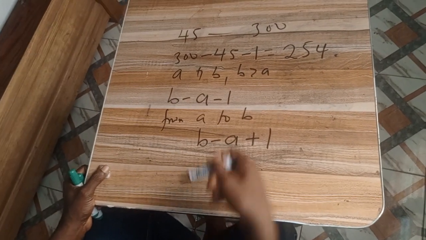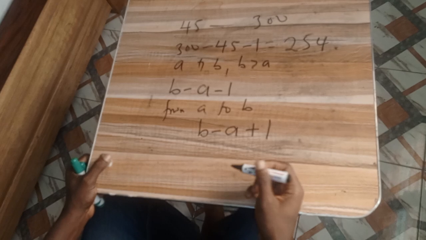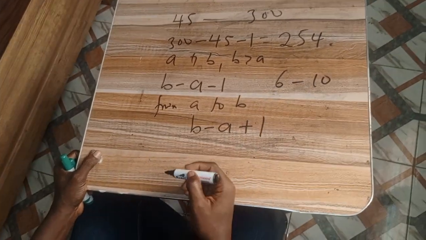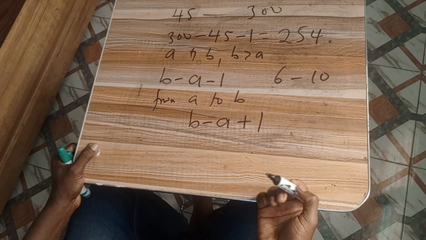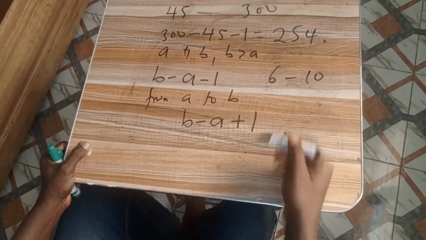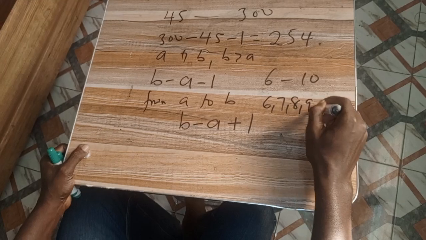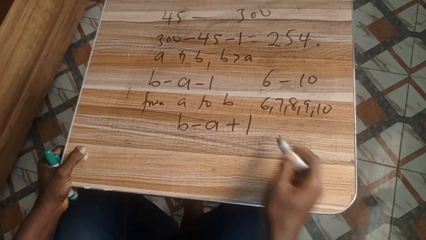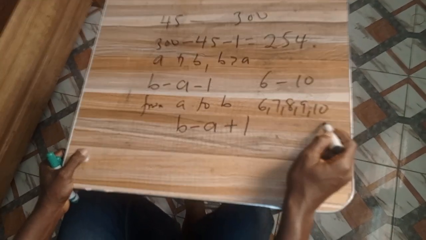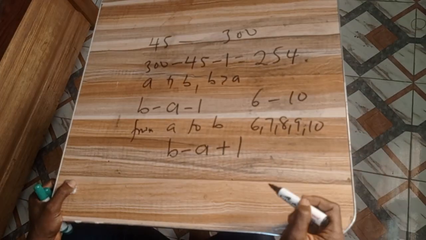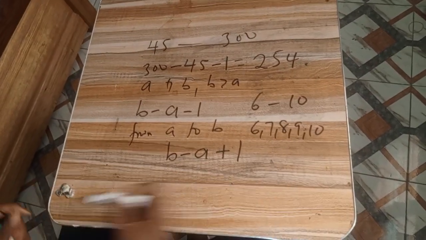So if we want to know, for instance, the number of integers from 6 to 10, if we subtract, we are going to get 4. But we can count. If we count, we have 6, 7, 8, 9, 10. How many do we have here? 1, 2, 3, 4, 5. So they are 5. So just doing the subtraction will not give us the right answer.